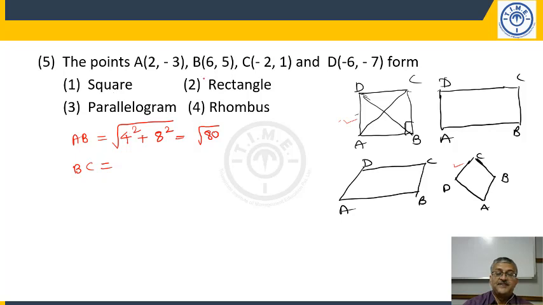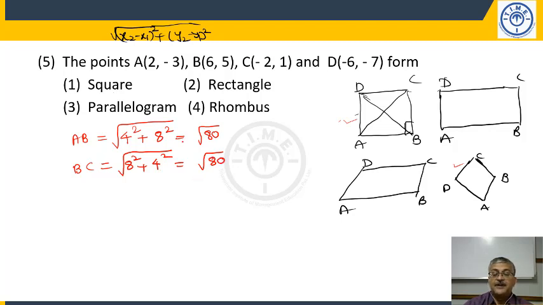And what is the BC? BC, again apply the same formula, the distance formula. What is the distance formula? It is simply root over (x2 minus x1) whole square plus (y2 minus y1) whole square. So what is the BC here? Here simply 6 minus of minus 2, it is again 8 square. 5 minus 1 whole square is 4 square. So that is 64 plus 16, that is root 80.